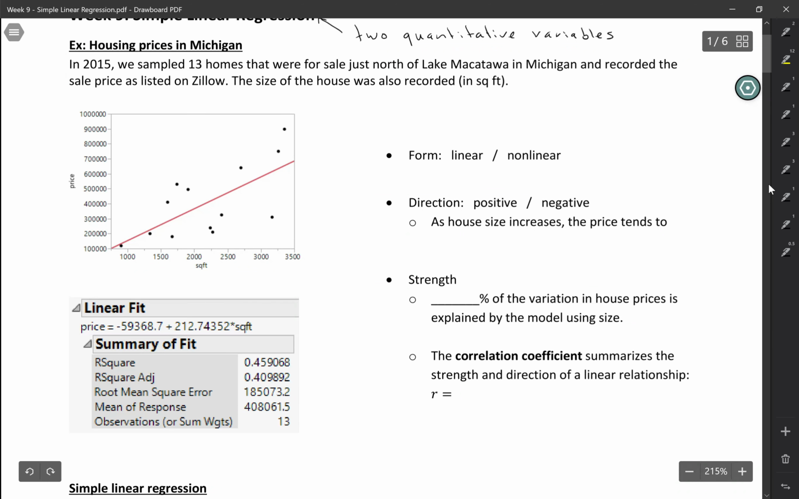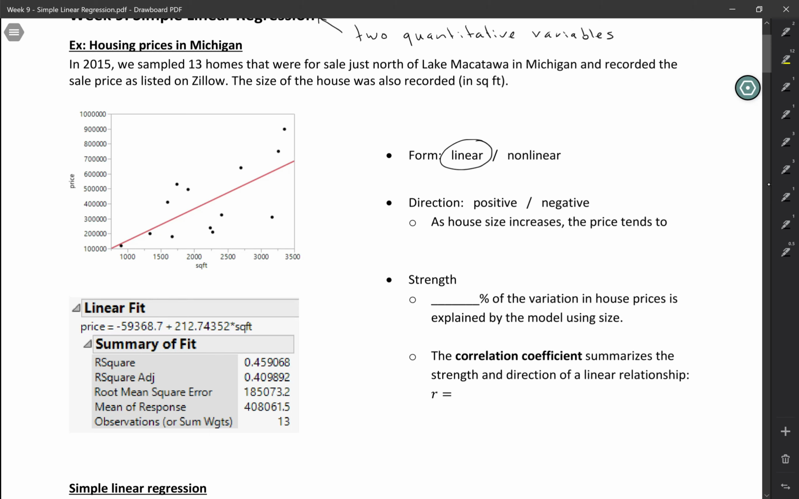So using this, let's describe the relationship in terms of the form, the direction, and the strength. For now, we can really just think of the form in terms of linear and nonlinear. Later, we'll talk about some different types of nonlinear relationships, but for this one, it seems reasonable to fit a line. If we just look at the points, a line seems like a reasonable representation of the trend.